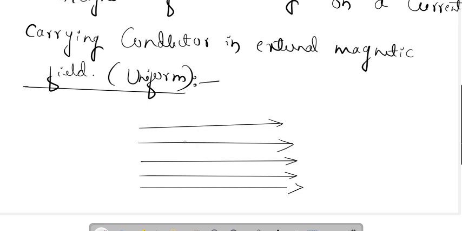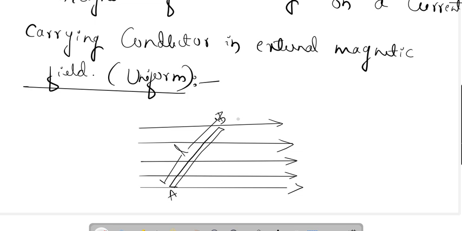Okay, this is some kind of magnetic field. So let us discuss a kind of wire here. So this is a wire. Let us consider this is point A and this is point B, which is having the length L.